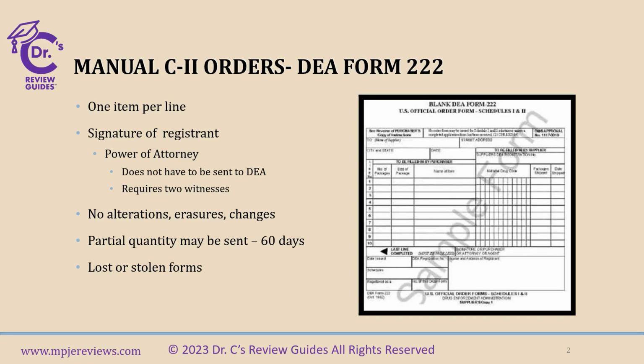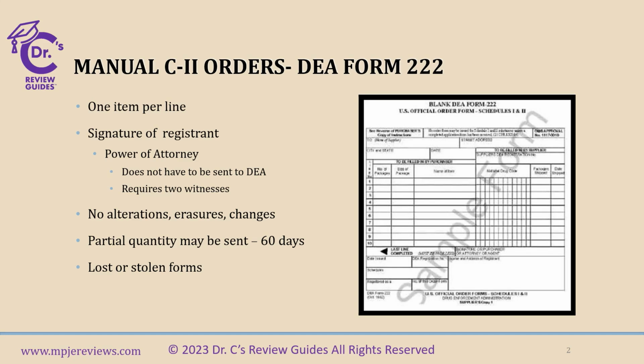You should know the details of this power of attorney, that it's got to be signed by two witnesses, and you can also revoke somebody's power to sign the 222 forms, and all these have to be kept in your pharmacy. You don't have to send these to DEA.